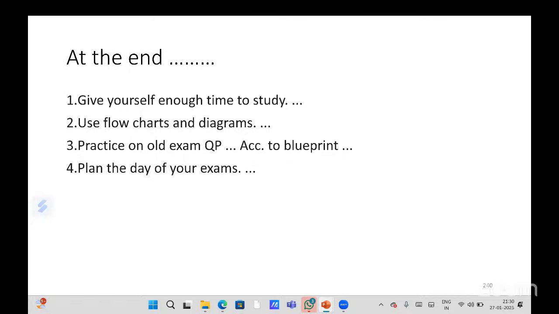Practice old exam question papers. Again, it does not apply to you because the syllabus has been changed. Go through the blueprint and practice according to the blueprint. And at the end, plan the day of your exam.